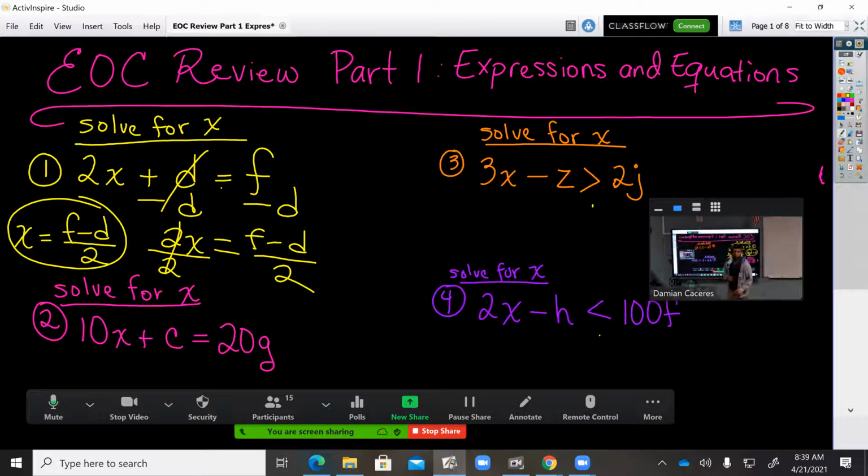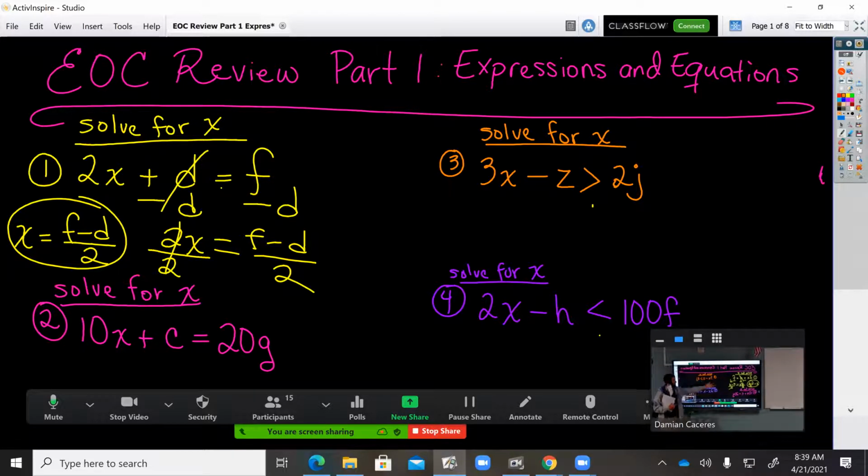Now I'm gonna skip number 2 because that's one you're gonna do on your own. I'm gonna go straight to number 3, which is the inequality version of this question. Same process. We're solving for x, so we avoid x first, and we have to get rid of the term that's on the same side as x. How do you get rid of a minus z? By doing the opposite of minus z, which is plus z. Whatever you do to one side, you do to the other.